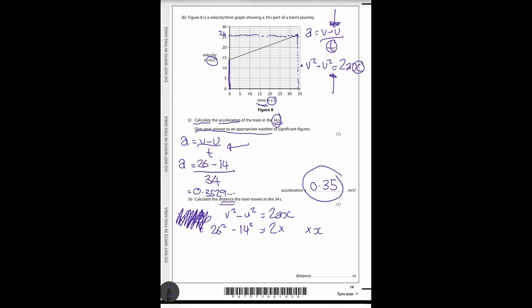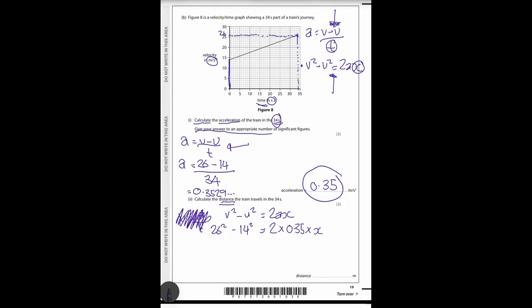This isn't dropping, so the acceleration is not 10. So I'm going to put the actual acceleration of 0.35. Now, if I'm confident, I can just rearrange this in one go and get it sorted. However, if I'm not, and I don't want to take risks, I might as well do it properly, do it slowly, and evaluate the left-hand side first.